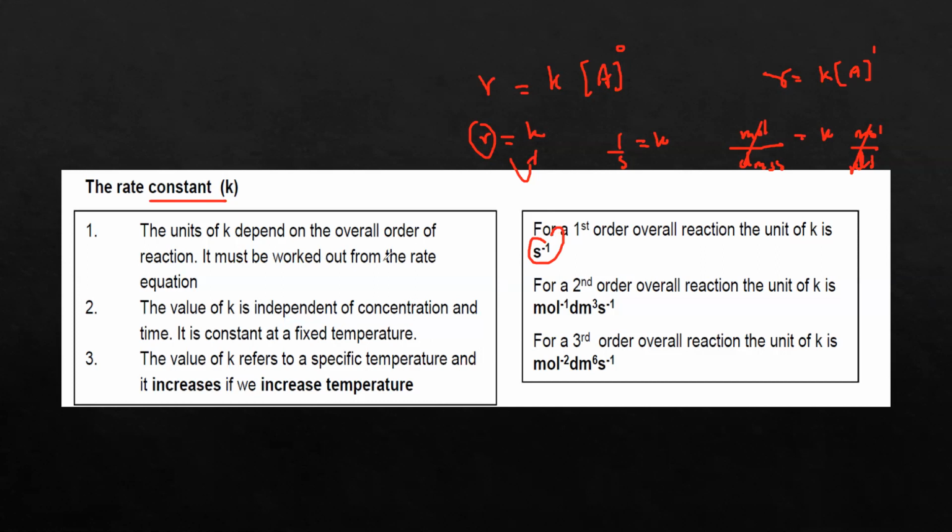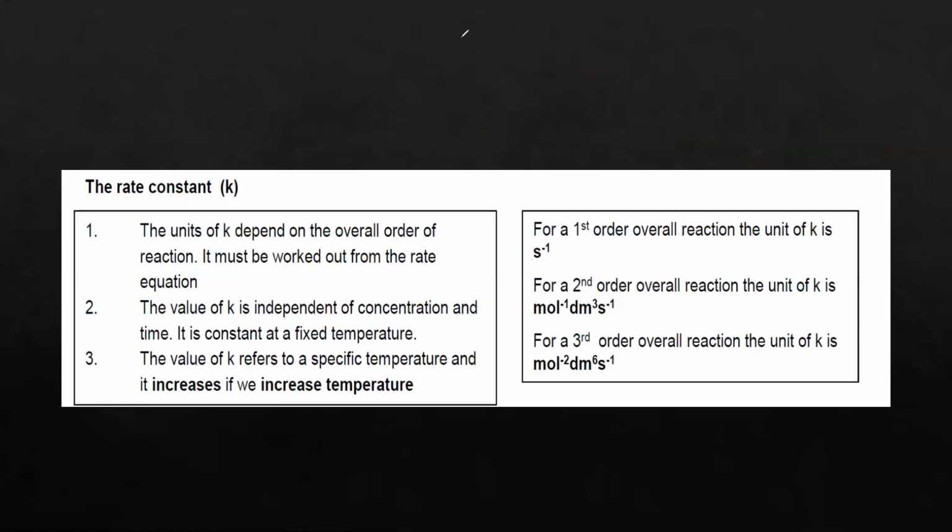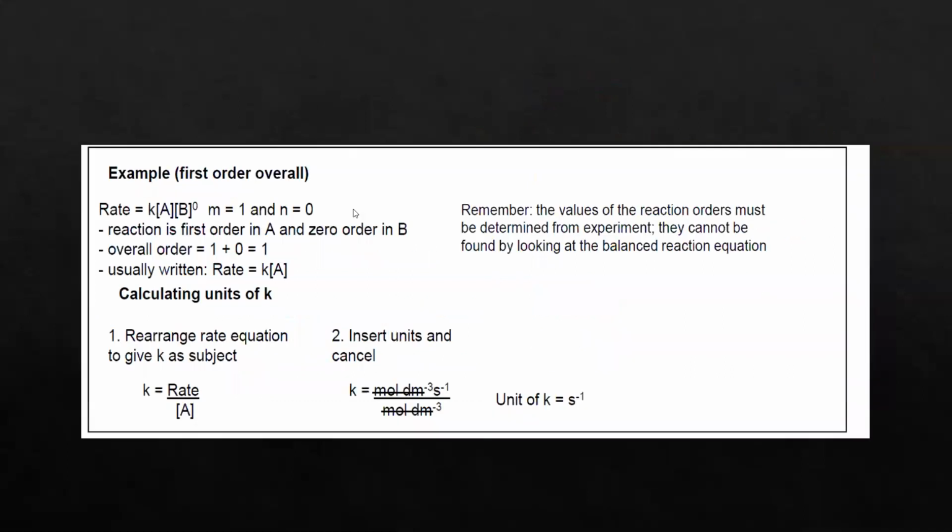The unit of K depends on the overall order of a reaction. The value of K is independent of concentration. If we change the concentration, K will not change. It is constant at a fixed temperature, and the value of K increases with higher temperature because a faster rate means a higher value of K. This is just an example I already discussed with you.